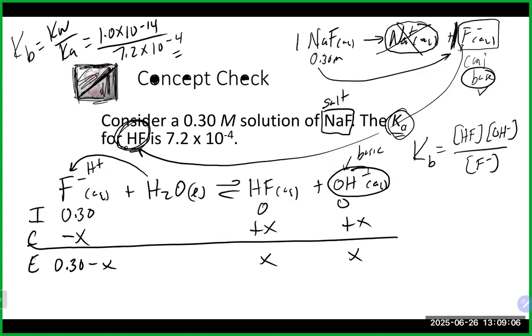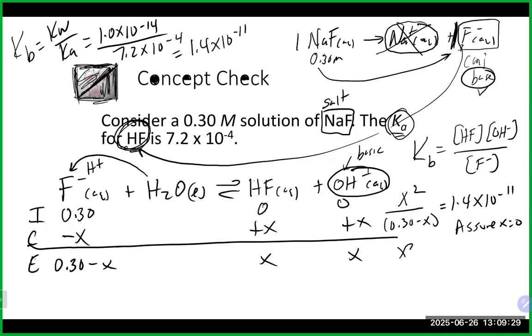And this is the type of problem which historically will give you the wrong value in a sense. 1.4 times 10 to the minus 11. So now we could actually solve this like normal. We'll put our x squared over 0.3 minus x equals 1.4 times 10 to the minus 11. I'm going to assume x is equal to 0. That's going to give me x squared over 0.3 on the bottom equals 1.4 times 10 to the minus 11. Once again, I'm going to multiply, then square root it. There we go. A little square root action.